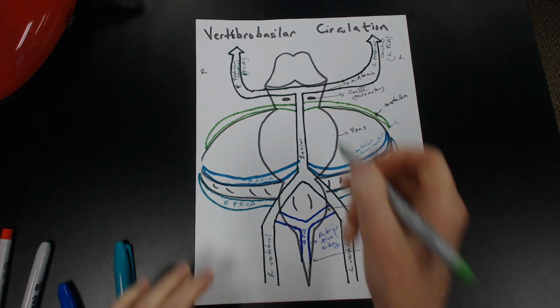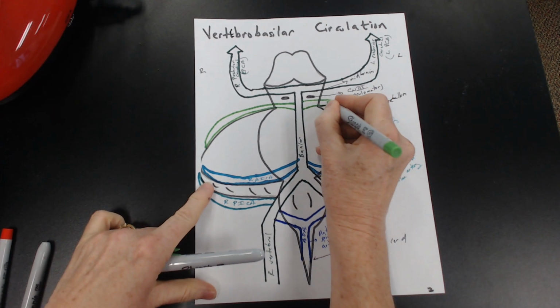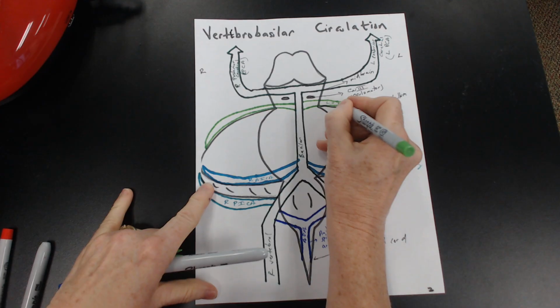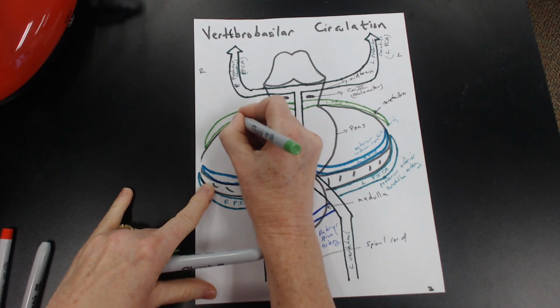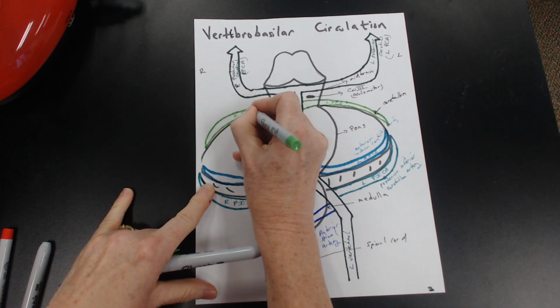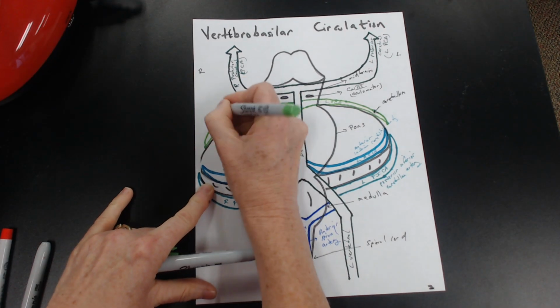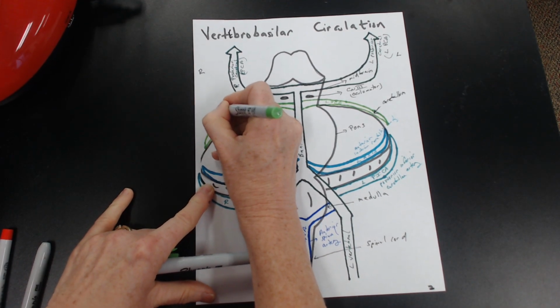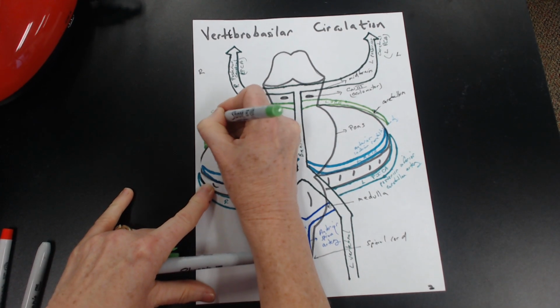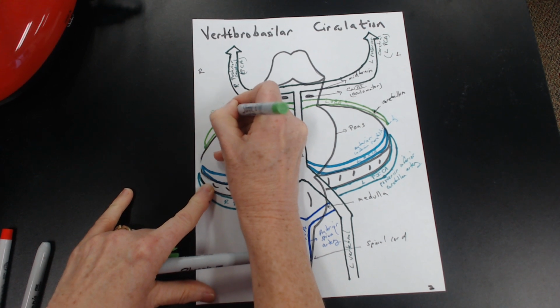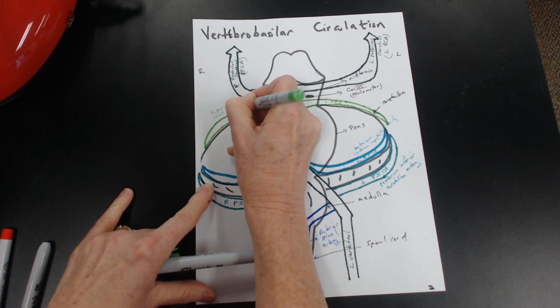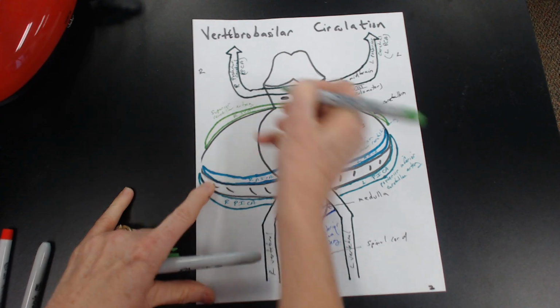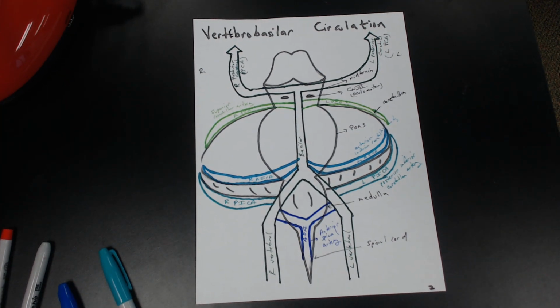This is going to be your left SCA, and this is going to be your right SCA. SCA stands for superior cerebellar artery. Superior cerebellar artery is your SCA.